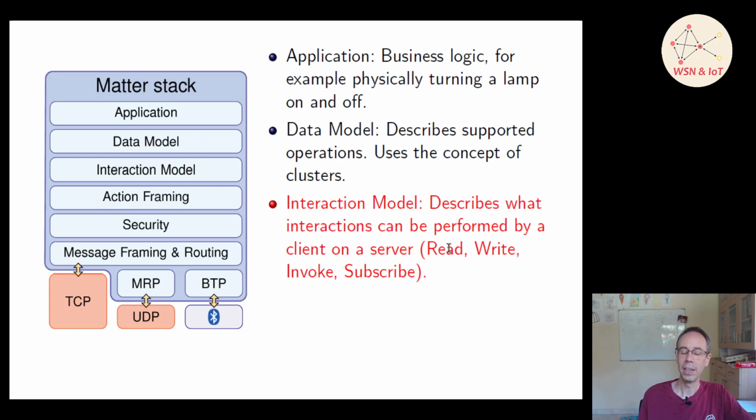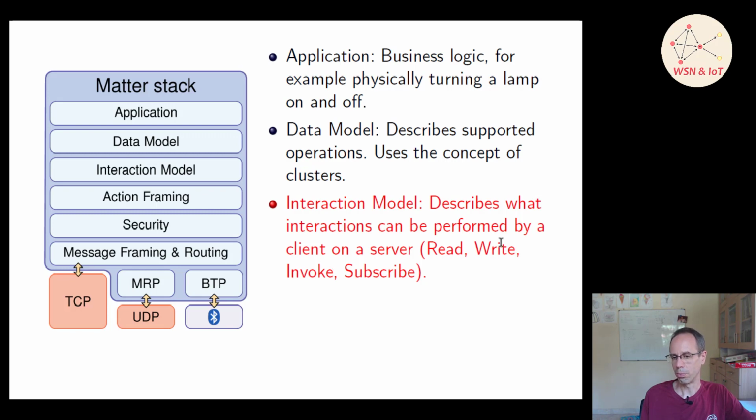Read: I can read out an attribute or an event. Write: I can change the values of the attribute directly. Then I have invoke. With invoke, I'm sending commands. This means, for example, toggle or make the lamp go on or something like this. This would be a command.